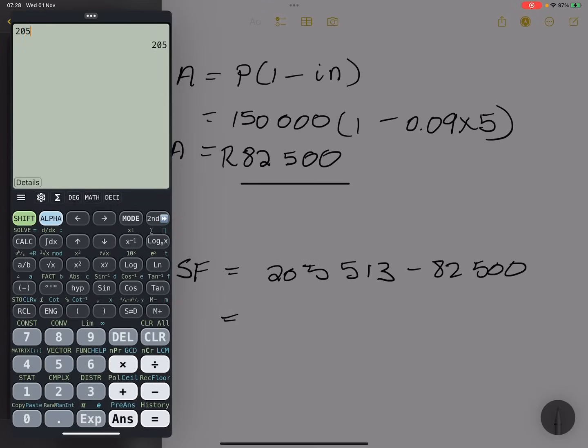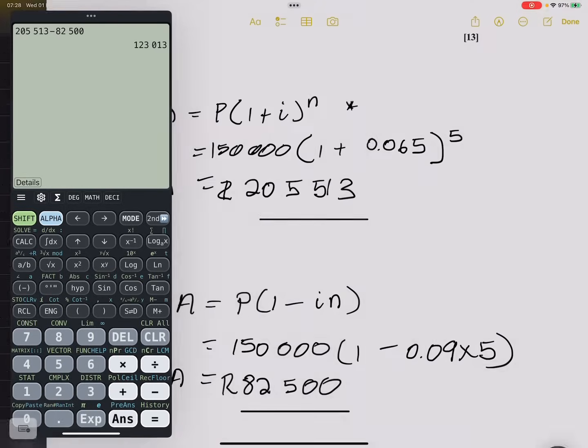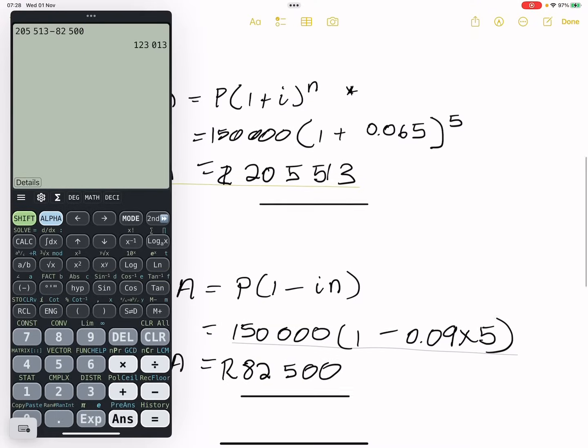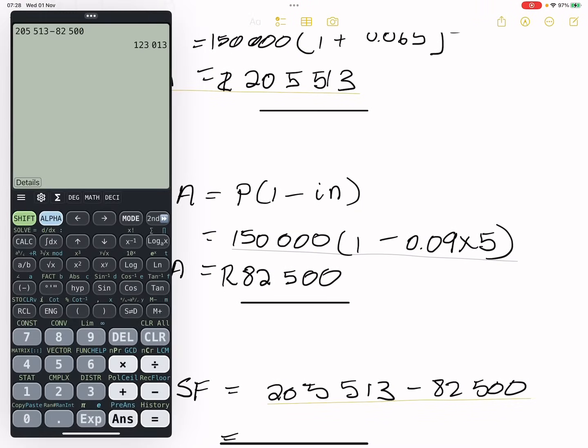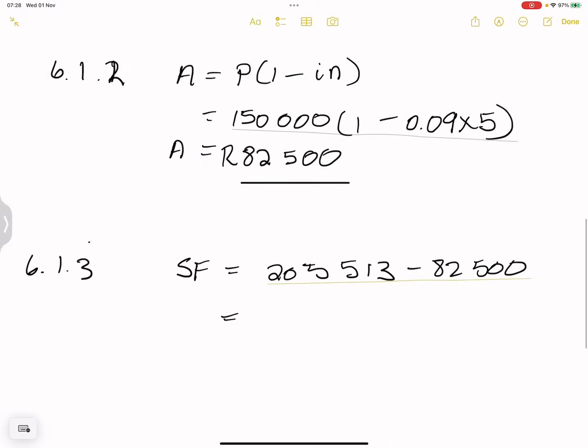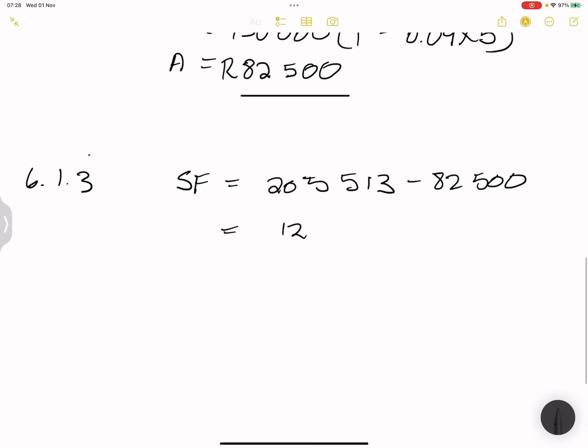Let's try and find that amount. So that's 205,513 minus 82,500, which means we're going to need an amount of 123,013. That's the amount that we need in the sinking fund. Now remember, what do we use in this case?